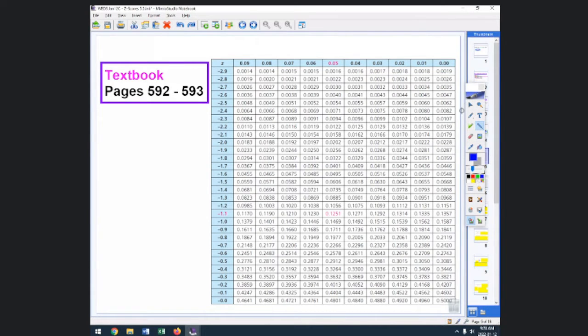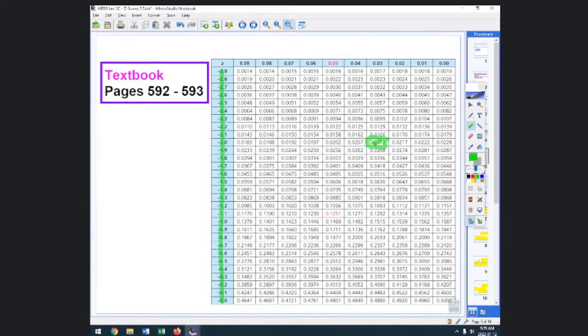So we have a z-score. These are the z-scores here, negative 2.9 all the way down to 0. If you read the table, this is negative 2.99. This would be the percentage under the curve that corresponds with that. Negative 2.03 would be, you come down to negative 2, and then you would go over to 0.3.